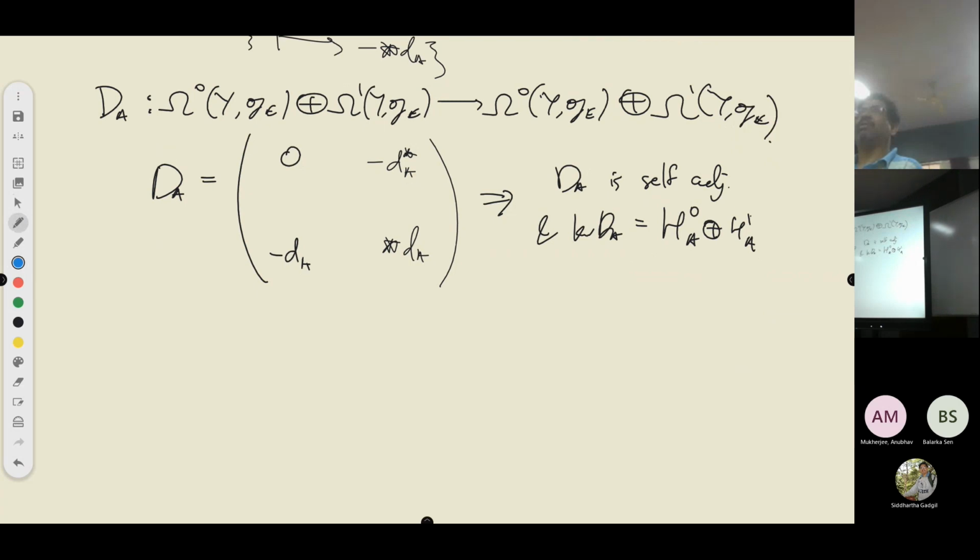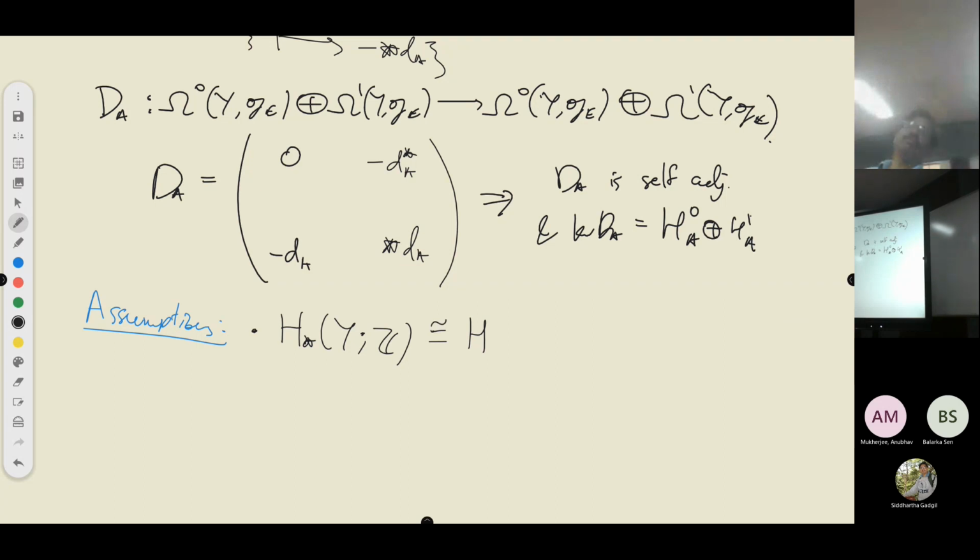All right. So from here on out, we put two assumptions for the rest of today. The first assumption is that Y is an integer homology sphere. By that, what I mean is the singular homology of Y with Z coefficients is isomorphic to singular homology of the 3-sphere with Z coefficients. And all connections are irreducible unless stated otherwise.